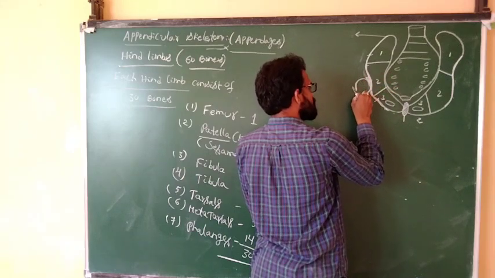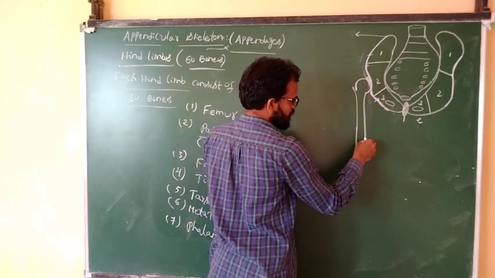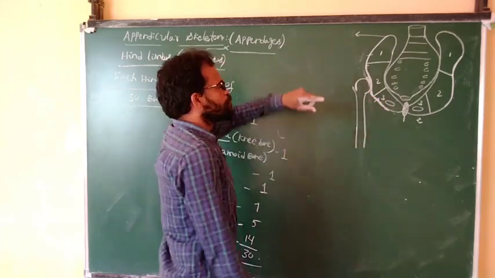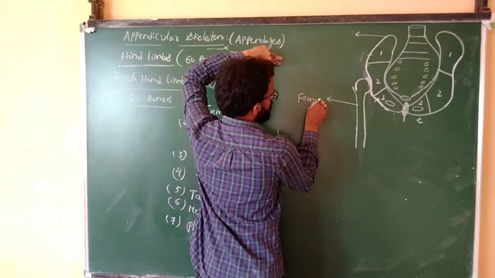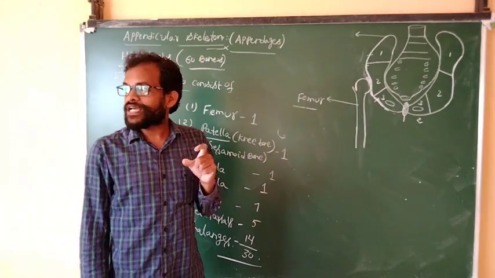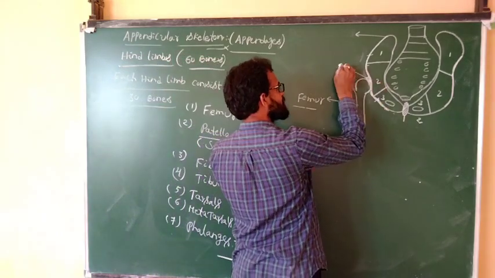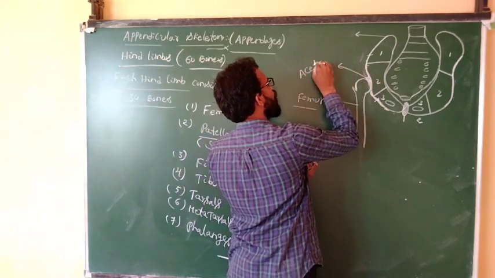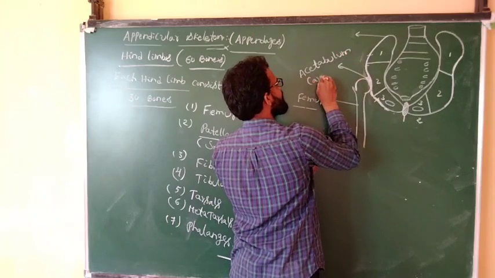The femur is the longest bone. The femur joins with the acetabulum cavity. This cavity is nothing but the acetabulum cavity.